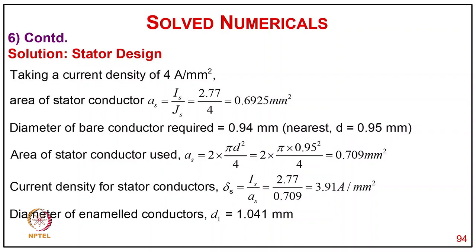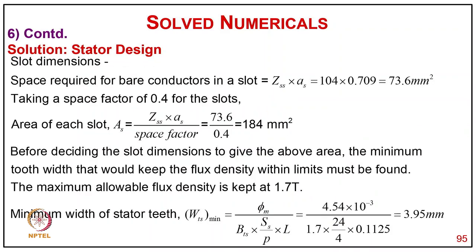The area of the stator conductor used is as equal to pi D square by 4. So putting values, it comes 0.709 millimeter square. The current density in the stator conductor, delta s, is Is upon as, so it comes 3.91 ampere per millimeter square. And the diameter of enamel covered conductor is D1 equal to 1.041 millimeter.